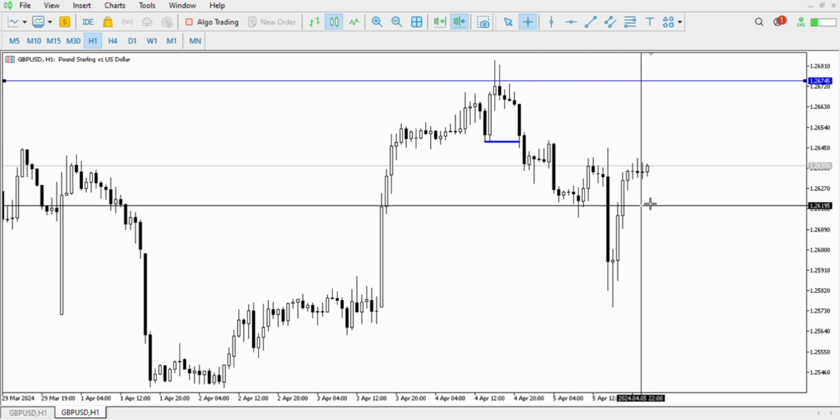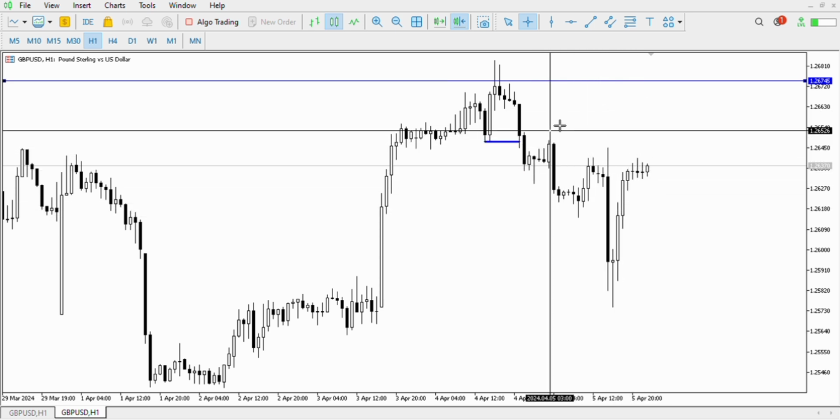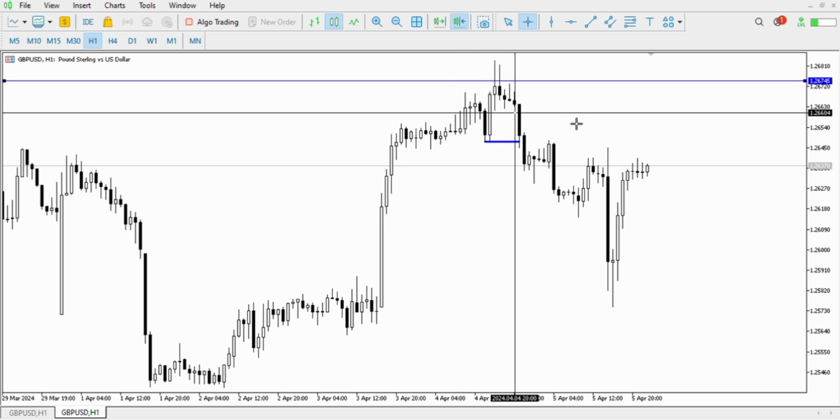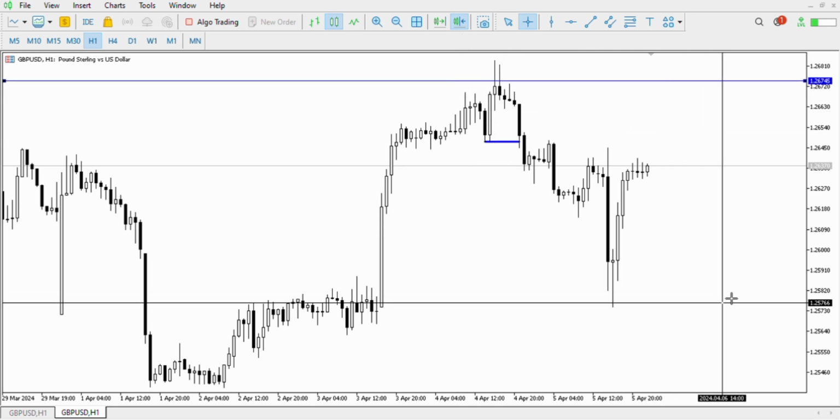I want to see price sweep those two liquidities and head high to this other block right here, then head lower. That's my bias for this week, and that is one of my key trades I'm looking forward to this week. Of course, it's just not financial advice.